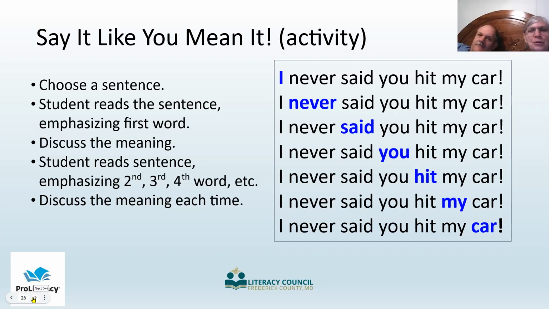I never said you hit my car. I never said you hit my car. I never said you hit my car. I never said you hit my car. I never said you hit my car. I never said you hit my car. I never said you hit my car.